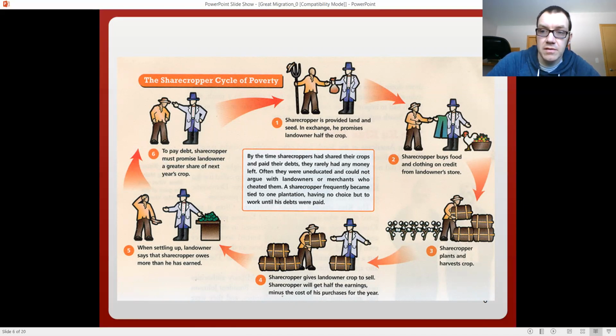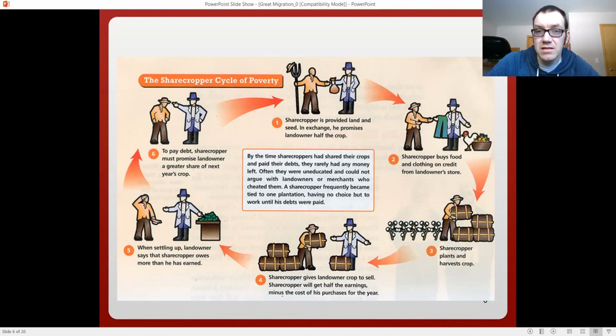Well, now all of a sudden you have to give him more of the crop and you still need to buy the food. You still need to buy the clothing. And it's a very vicious cycle that continues and continues. And legally in some states, you could not leave that plantation if you owed money to the landowner. And so this is effectively a form of slavery. It's debt slavery. And it happened all the way up until the 1950s.